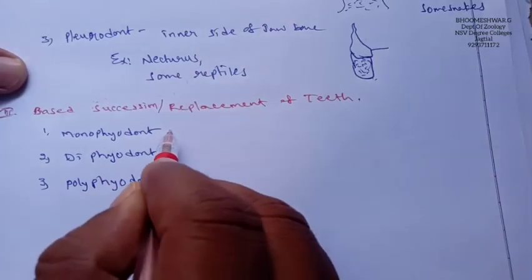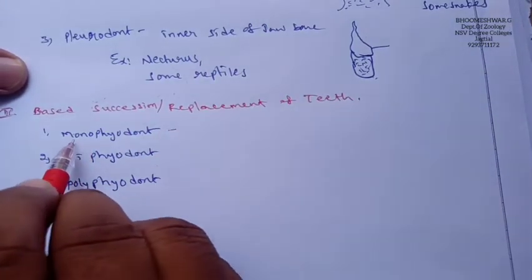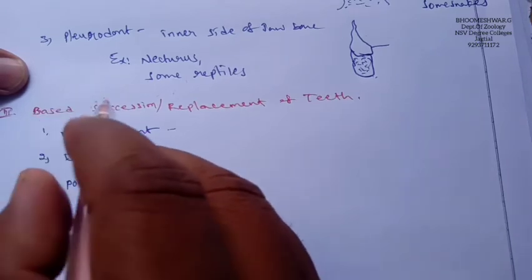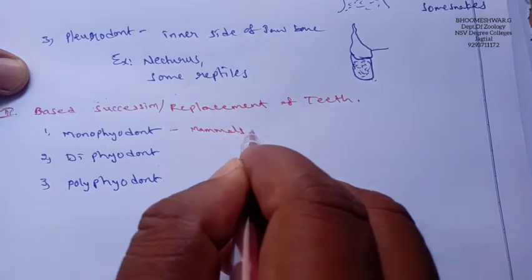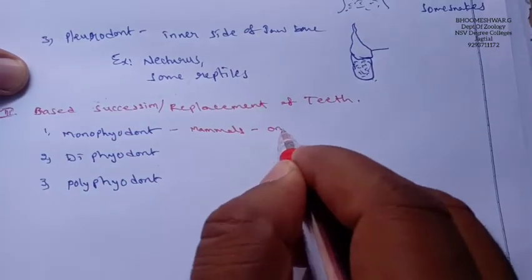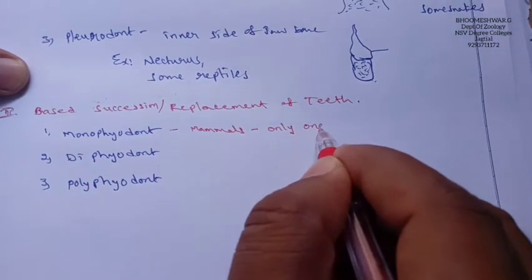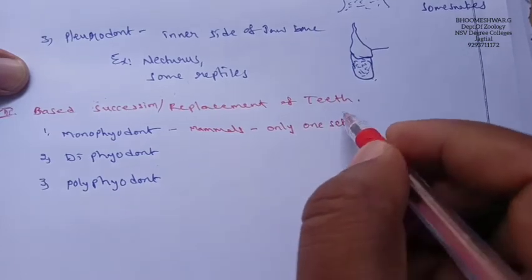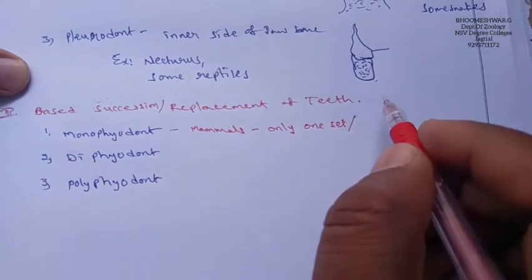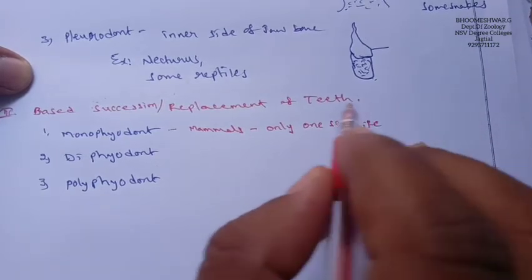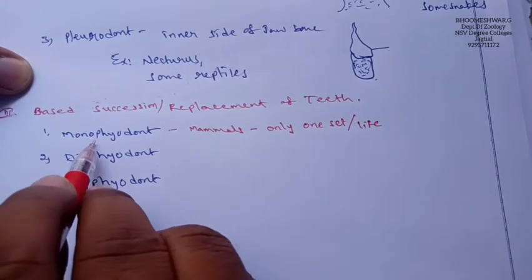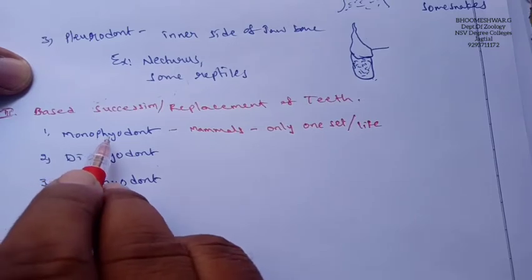Here the first one is the monophyodont type. Mono is nothing but single. So in some mammals, only one set of teeth is developed in their entire lifespan. That's why this condition is named monophyodont teeth.